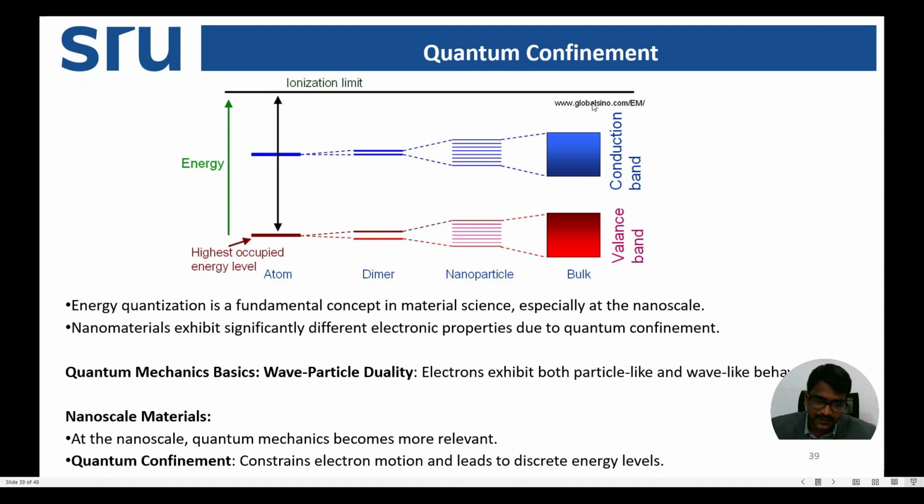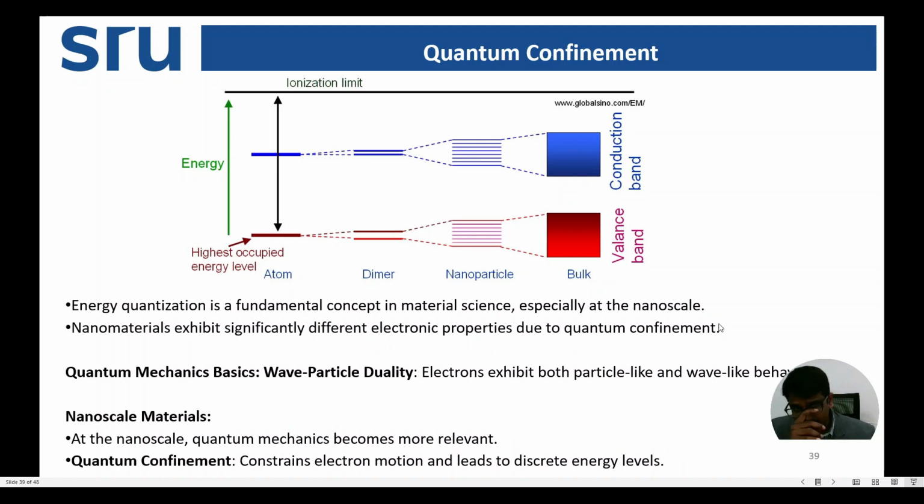Here you can see in bulk materials it is continuous. There is no gap in this band, so it's a continuous band. But in the case of nanomaterials, what is happening? The energy levels are not continuous. Then what is it? It is discrete energy levels. Energy quantization is a fundamental concept in material science, especially at the nanoscale. Nanomaterials exhibit significantly different electronic properties due to quantum confinement.